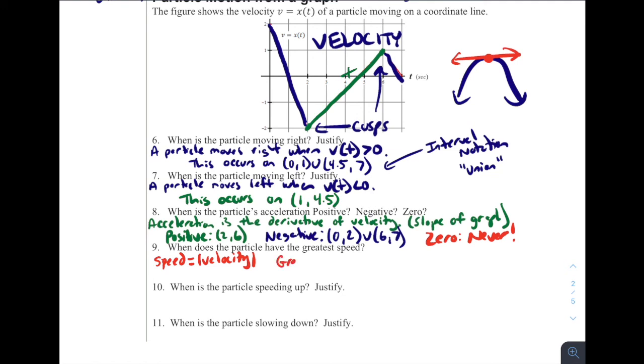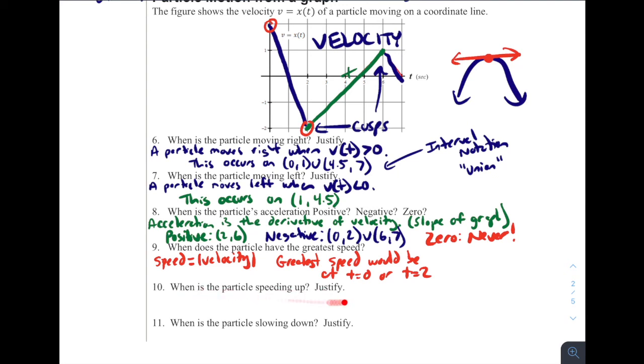So greatest speed would be at t equals 0 or t equals 2. Right here, we've got one where the velocity is 2, here where the velocity is negative 2. So the speed here is 2, and the speed here is also 2. Either one of those would be fine in this case. It looks like all of those ones are less than negative 2 or 2 here. So nowhere to have a greater speed.